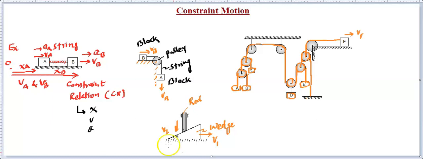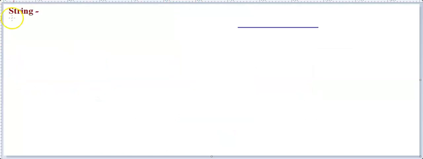All right. So let's move ahead, and before we go inside, we need to learn the basics about what a string is, what the property of a string is, and what properties the pulley carries. Okay, so let's talk about them in brief. Now let's talk about what a string is and what properties it carries.